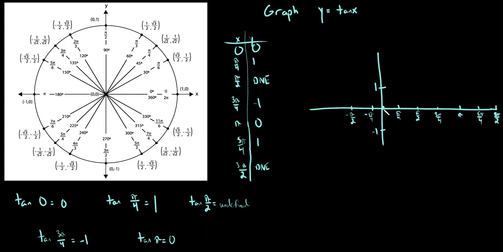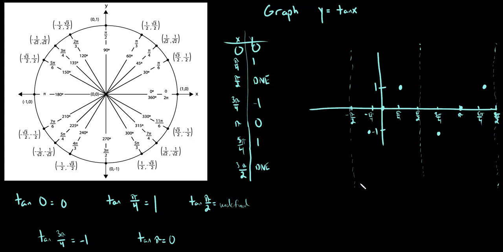So we had 0, 0. We had pi over 4, 1. This did not exist, and we were dividing by 0. Now, those of you that are familiar with rational functions, remember, whenever we tried to divide by 0, we ended up with a vertical asymptote. So we actually have a vertical asymptote at pi over 2. And then we're down here at negative 1, 0, 1. And then we are undefined again. It did not exist. We were dividing by 0. So once again, we would end up having a vertical asymptote.